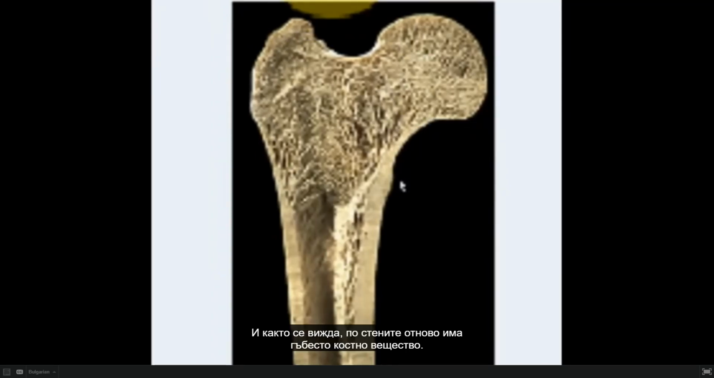And as you see in the wall again, we have a spongy bone, a spongy structure, and then we go to the dense part. Actually, this dense part of the bone has more of a protection function, and all the functions of the bone are inside the spongy part, in the upper end and the bottom end of the bone and inside. Everything is covered with this spongy structure of the bone.